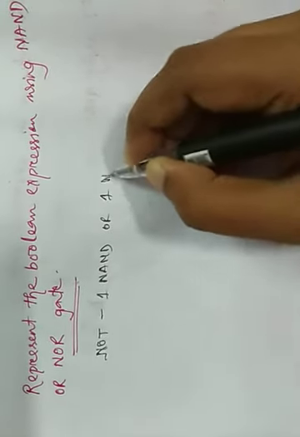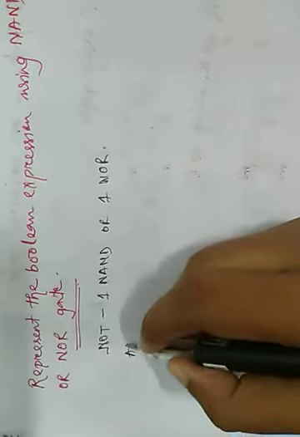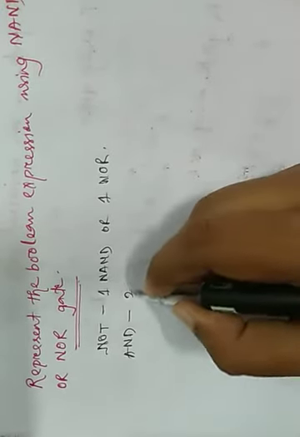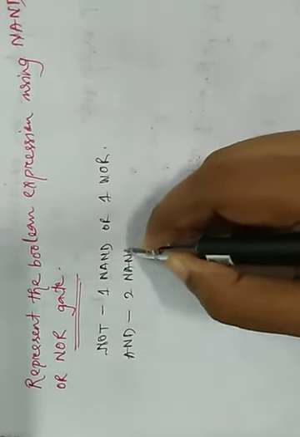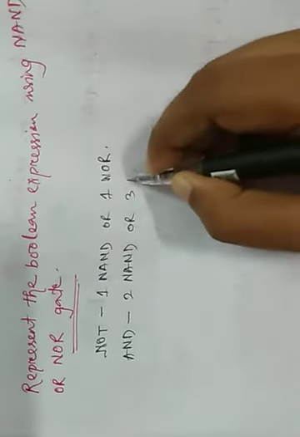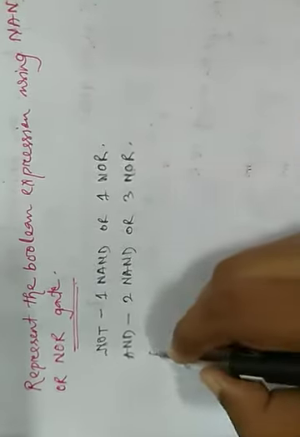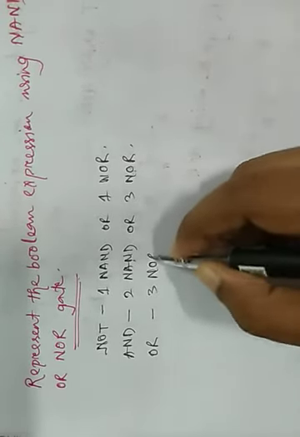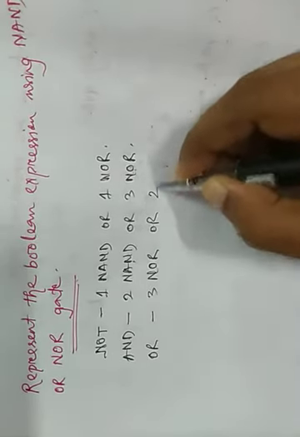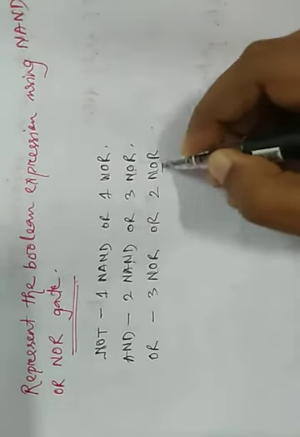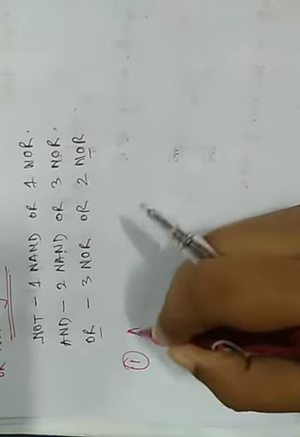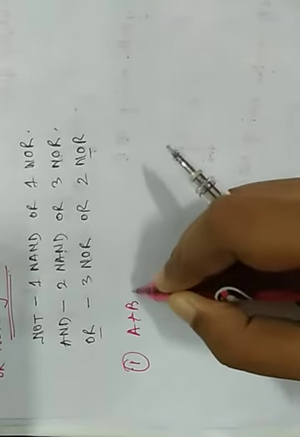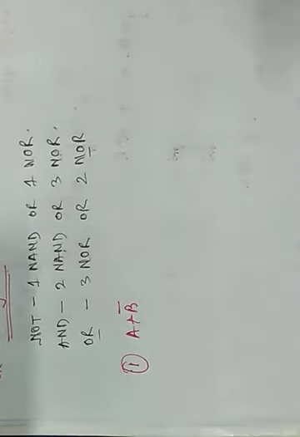or one NOR. Okay, for AND we need two NAND, as the names are same, 3 NOR. For OR we need, the names are different, so 3 NAND, or 2 NOR, as the NOR and OR names are same. Now let us see. Our first example is, suppose A plus B bar.